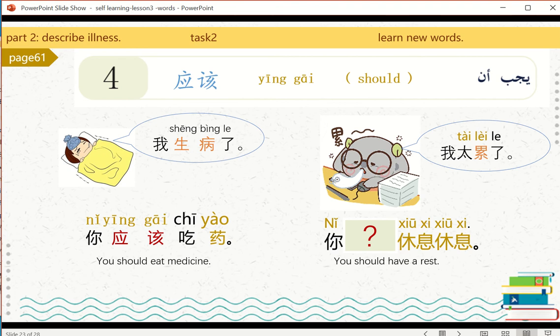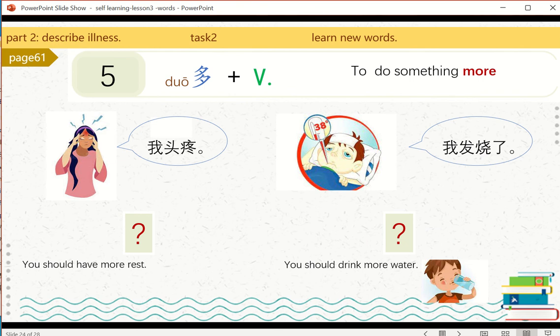You could say, you should have a rest. 你应该休息休息。You should have a rest. 应该, so we say somebody 应该 do something. Somebody should do something. 你应该吃药。你应该休息休息。下一个词 多, then add a verb after it.